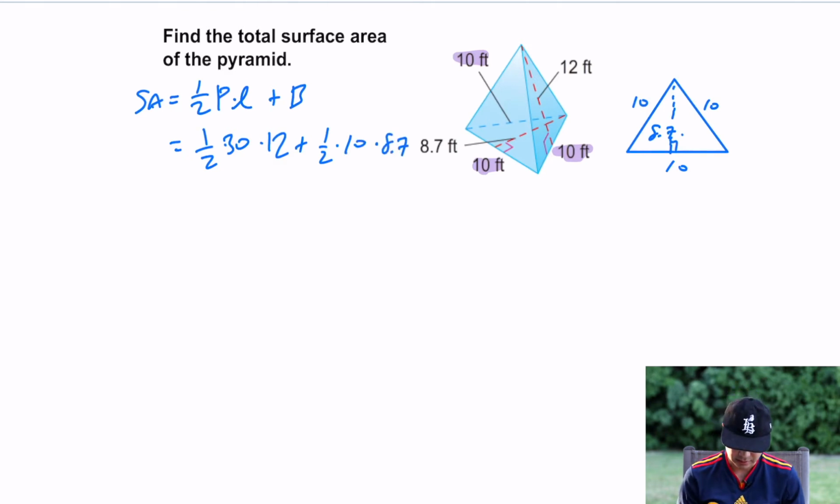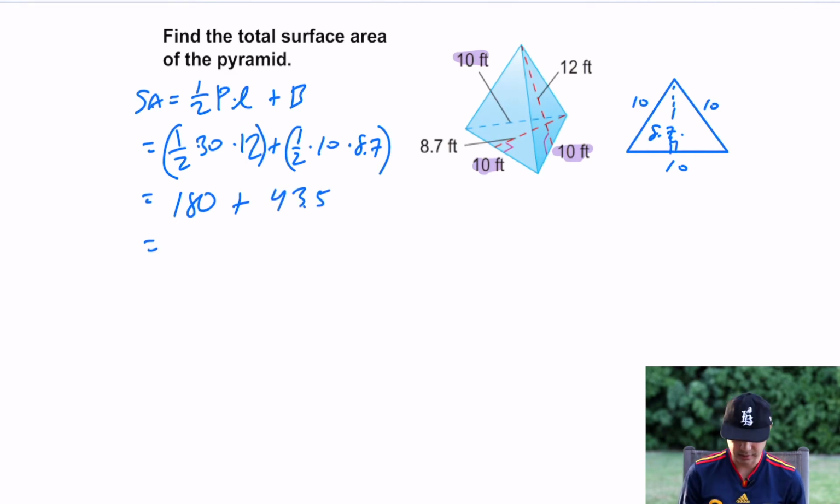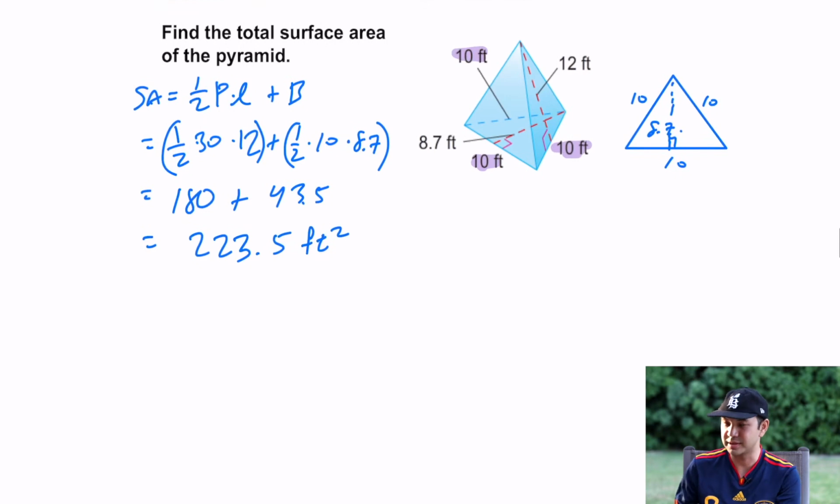Okay, so move this over a little bit. All right, so that's a lot of things to look at. I'll put some parentheses around here. So this part is the lateral area, and this is the base area. And then now you just follow order of operations and work through it. So this is going to be 223.5 square feet. It didn't say to round, so we're just going to leave it like that.